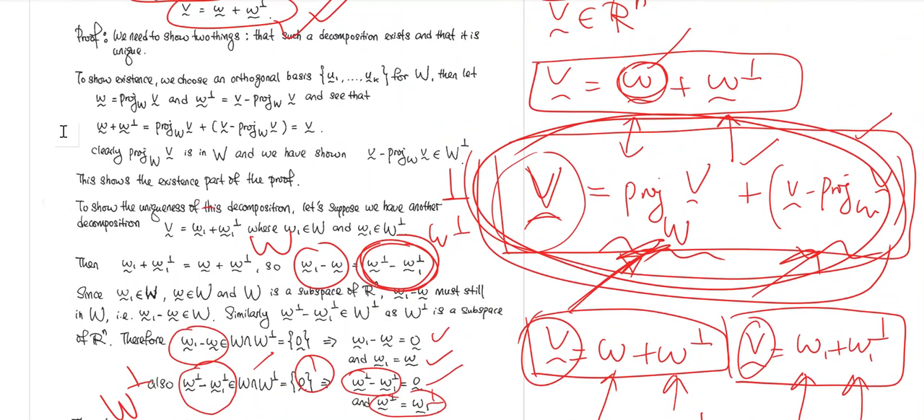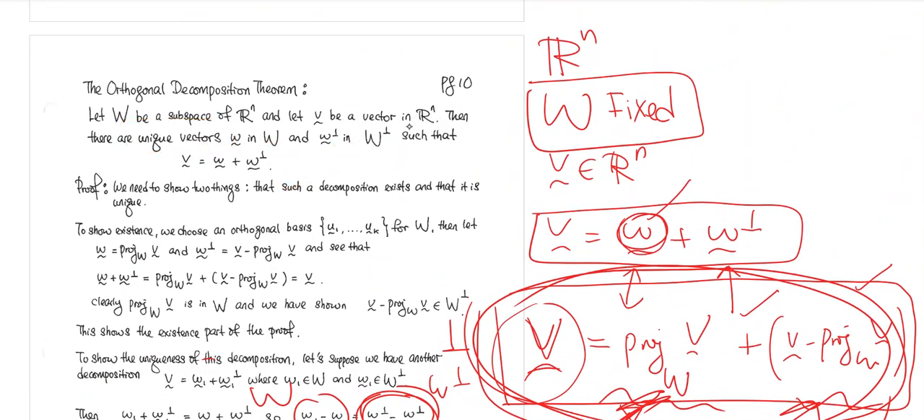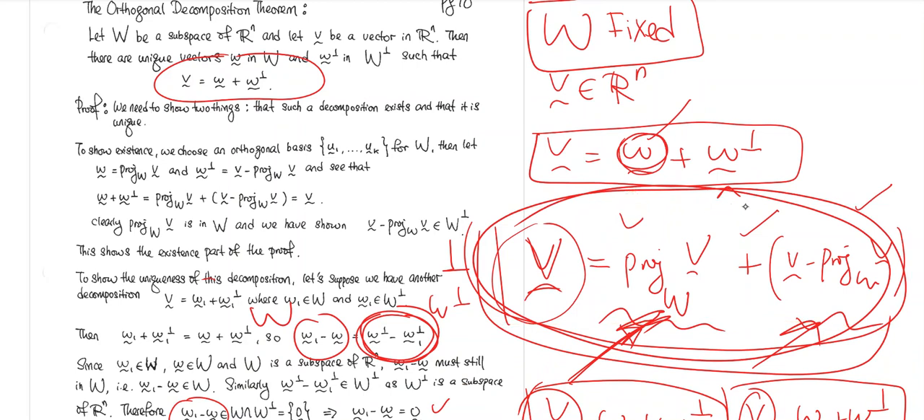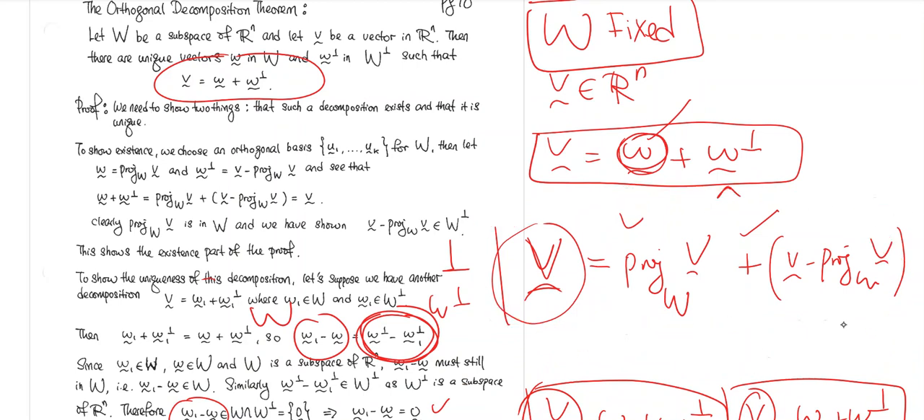So this is what the orthogonal decomposition theorem says. It says that every vector V can be written as a sum of two vectors. One is from W and one is from W perp. And this is the only way you can write them. And we actually explicitly showed what the W and W perp are. So this is actually what happened right here. So this is actually how you write them.